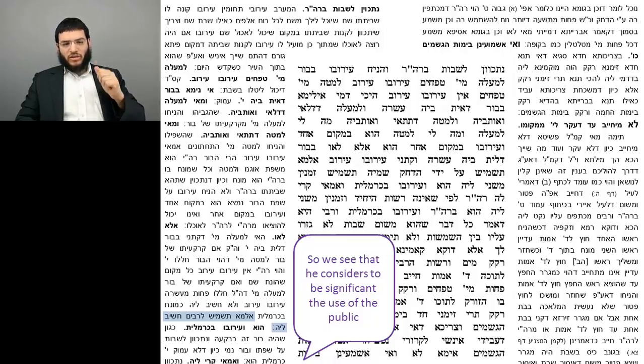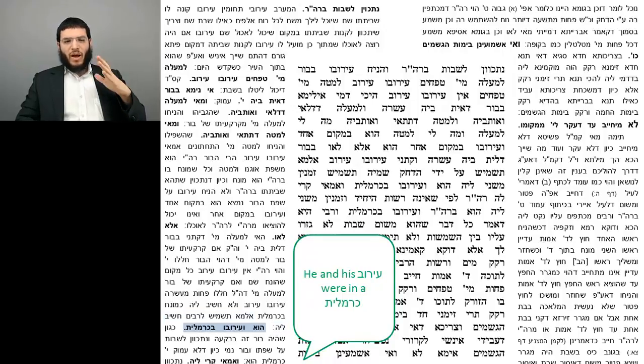Rava gave 2 answers to this. One answer is hu ve'eruv be'karmelis. He and his eruv were in a karmelis. It was all in a karmelis, and therefore it's a good eruv, because he's in a karmelis, the eruv is in a karmelis. So within 4 amos, he could use it.